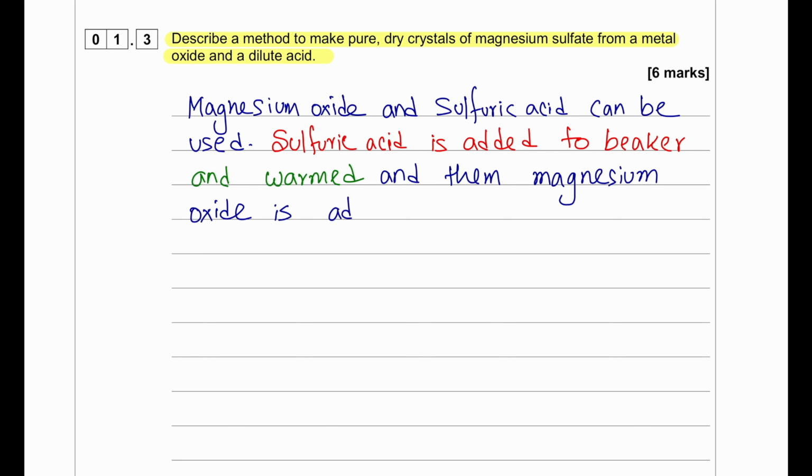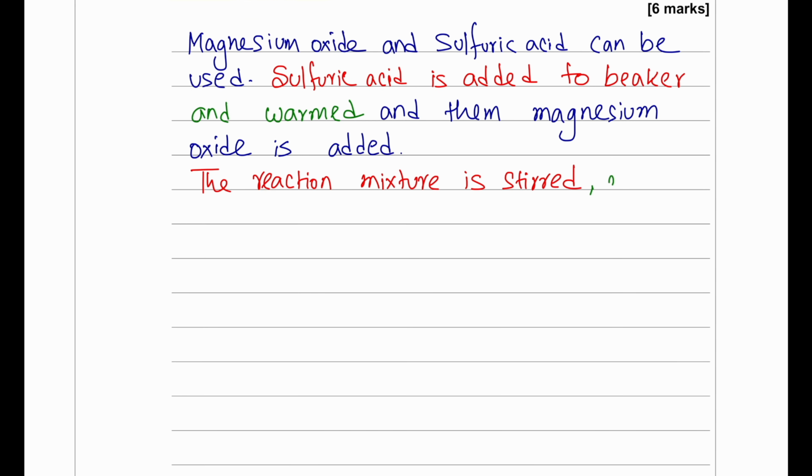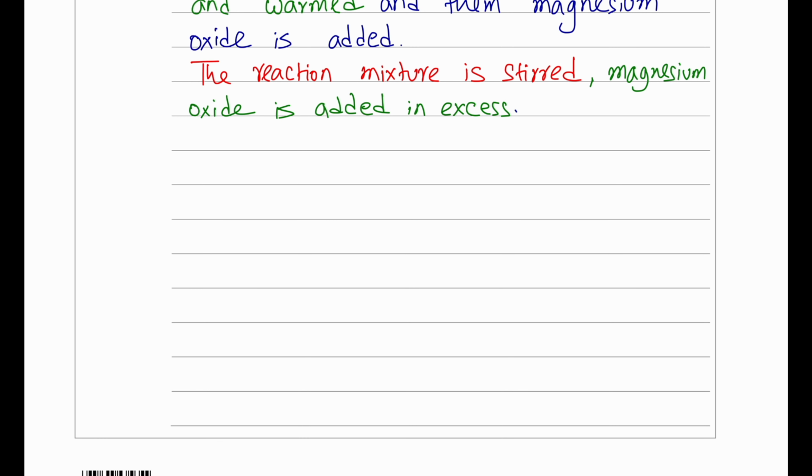So what we can do is use magnesium oxide and sulfuric acid. We're going to add the sulfuric acid to a beaker and then warm the sulfuric acid. This is to give the sulfuric acid enough energy that it can overcome the activation energy barrier. Then we're going to add magnesium oxide to it and stir both of these. And we will continue adding the magnesium oxide.